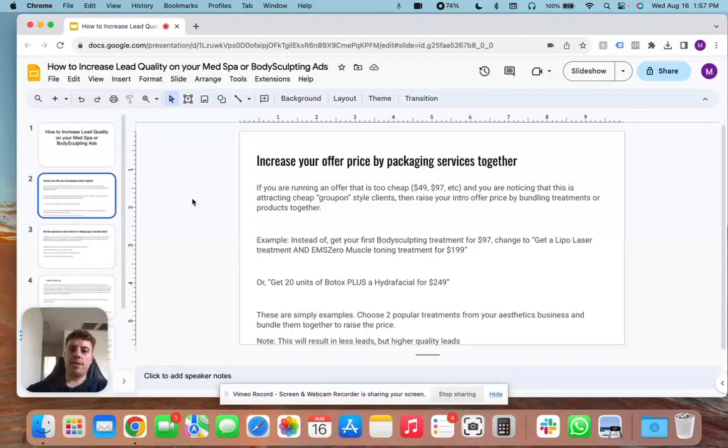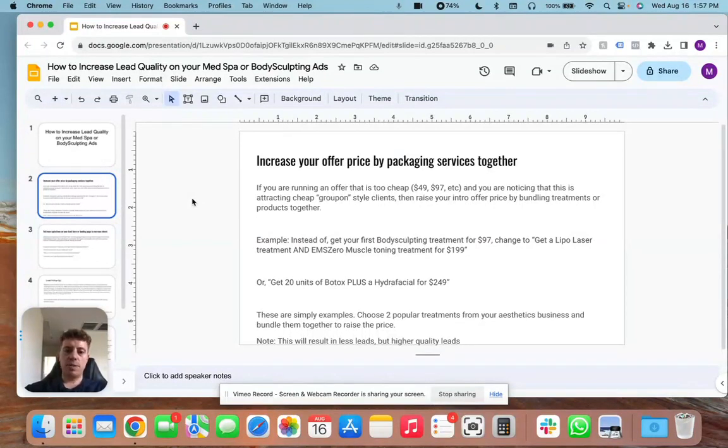The very first thing that you can do if you're getting leads that are just price shopping or don't have enough money to afford your services or just wanting to come in for the cheapest thing, or just to come in for your offer that you're promoting and can't afford any of your higher end treatments, is increase the price of your offer by packaging things together. So let's say you're advertising a $49 or a $97 offer, and you're getting some leads and some interest, but the leads show up and they just don't seem to be the highest quality, or they don't have money to afford some of your higher end packages.